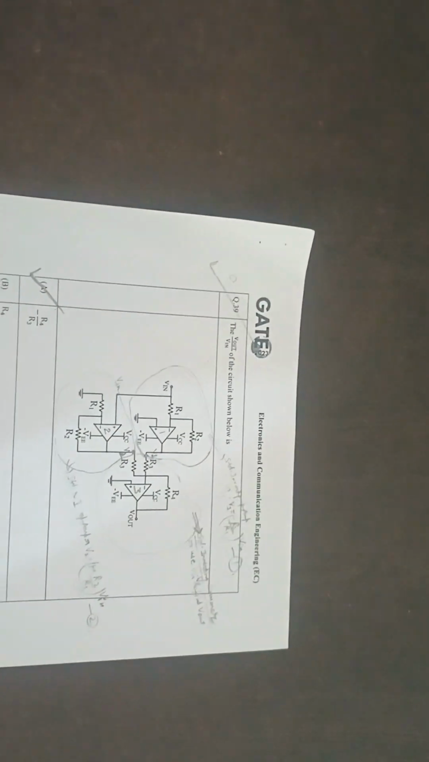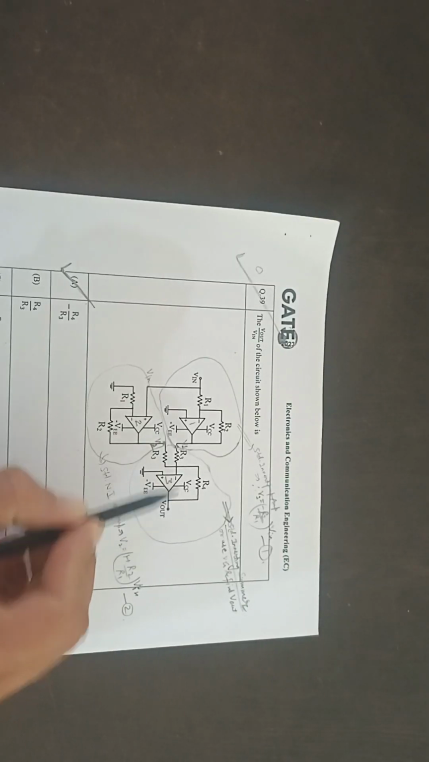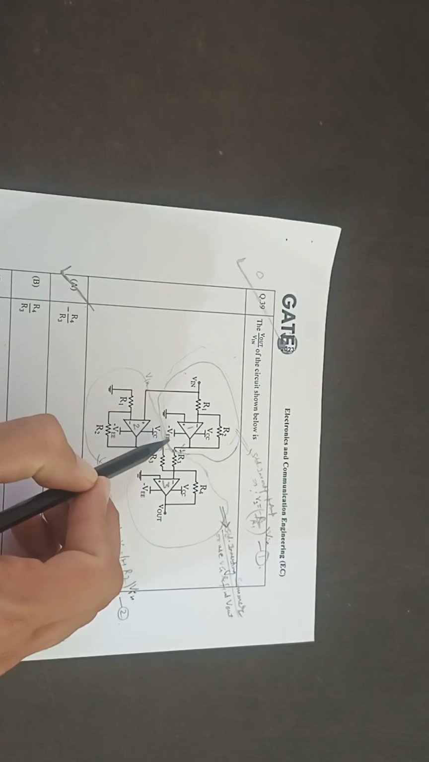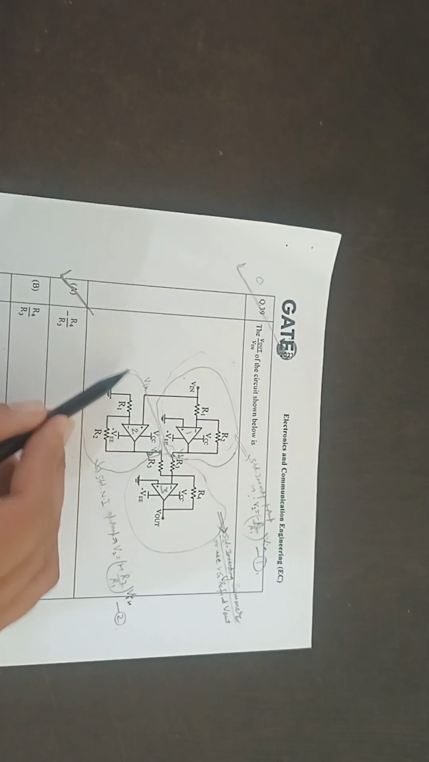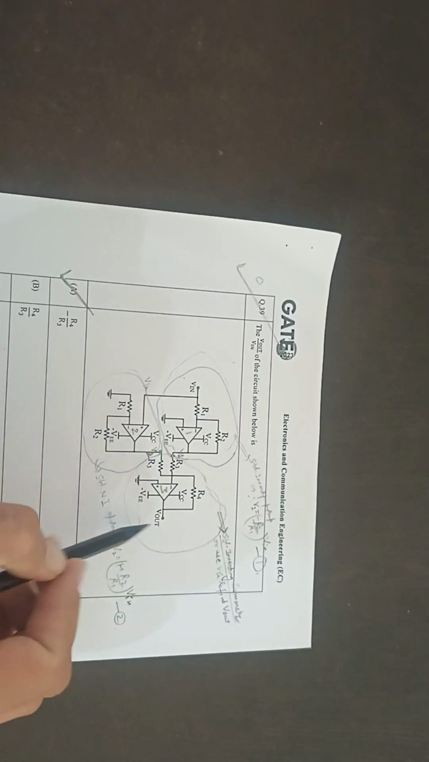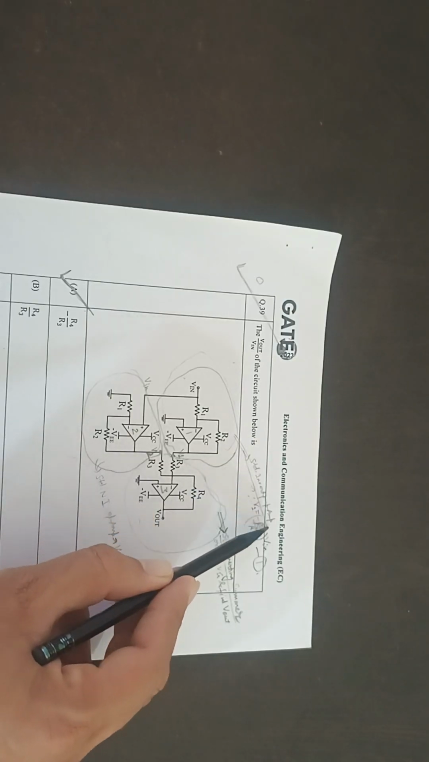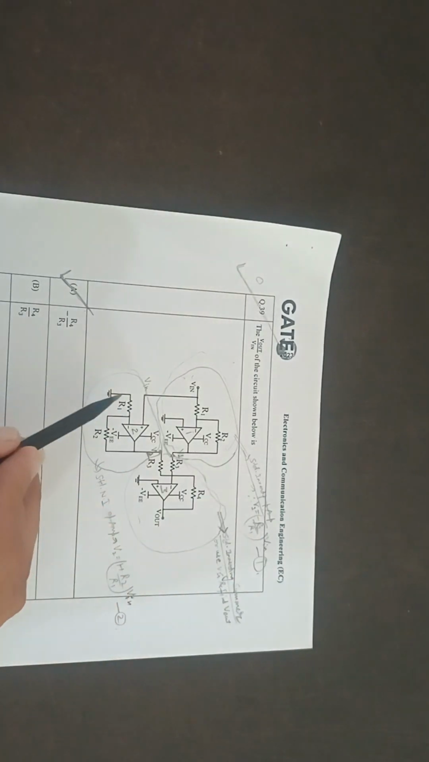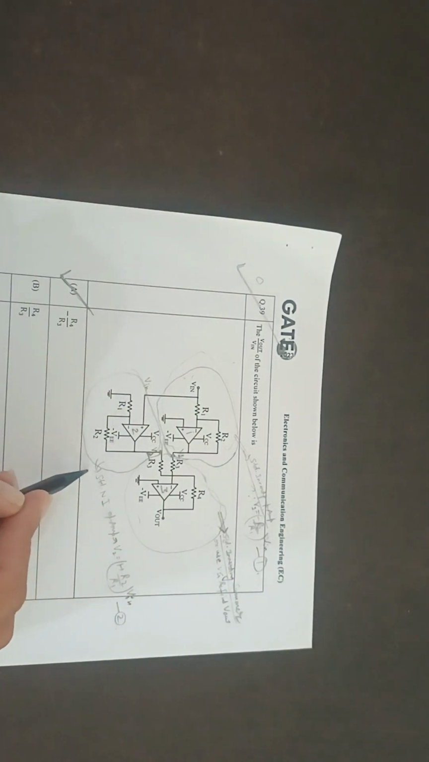Again an easy question. The third question is based on a simple op-amp circuit. So here we need to find the V out upon V in of this circuit. Here this is one part, here this is the second part, and here this is the third part. So this is a simple standard inverting amplifier, and here it is a standard non-inverting amplifier.